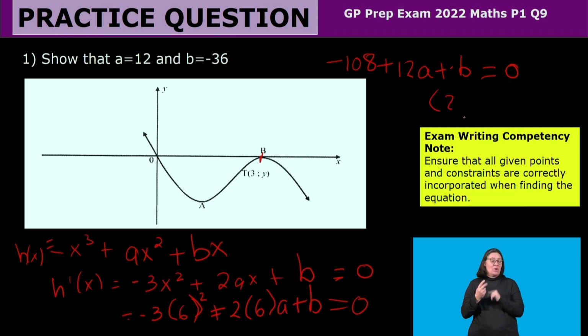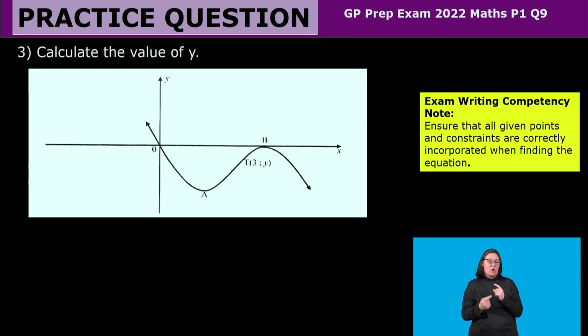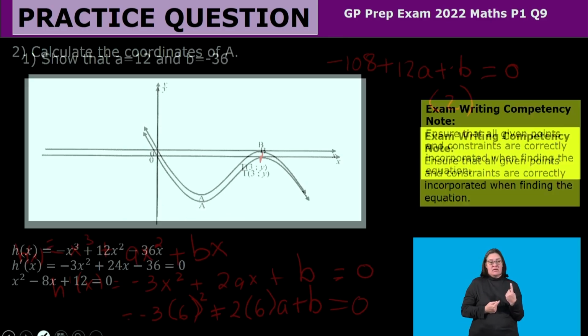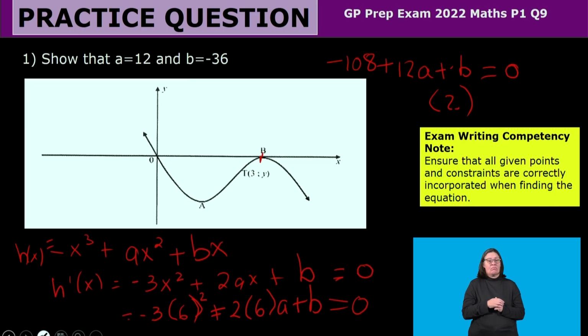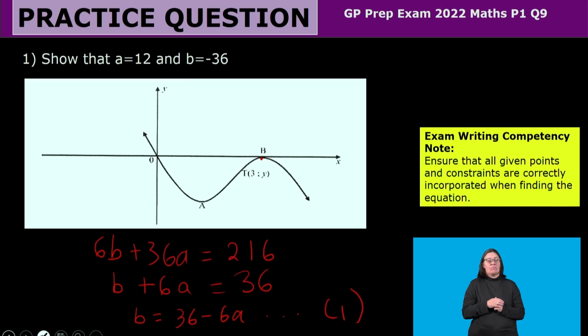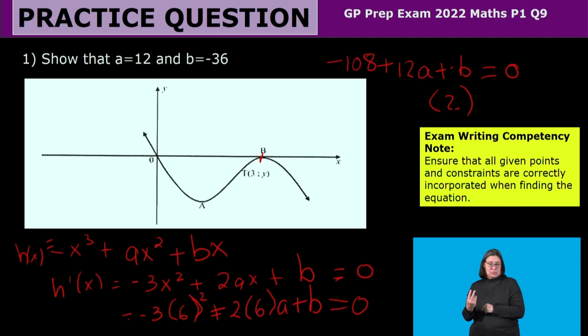So this is equation 2, and remember what we've got? We've got equation 1. Equation 1 we worked out to be b equals 36 minus 6a. That's the value we got for b. We're going to take that, substitute that into equation 2, and you should get that a is equal to 12 and b is equal to negative 36. I'm going to leave that for you to simplify, and we're going to get back after this quick break.